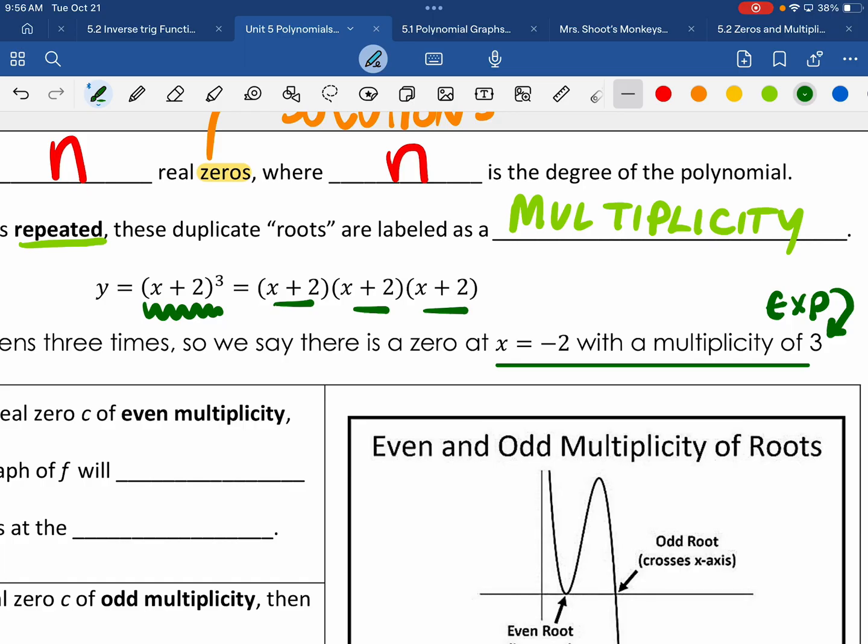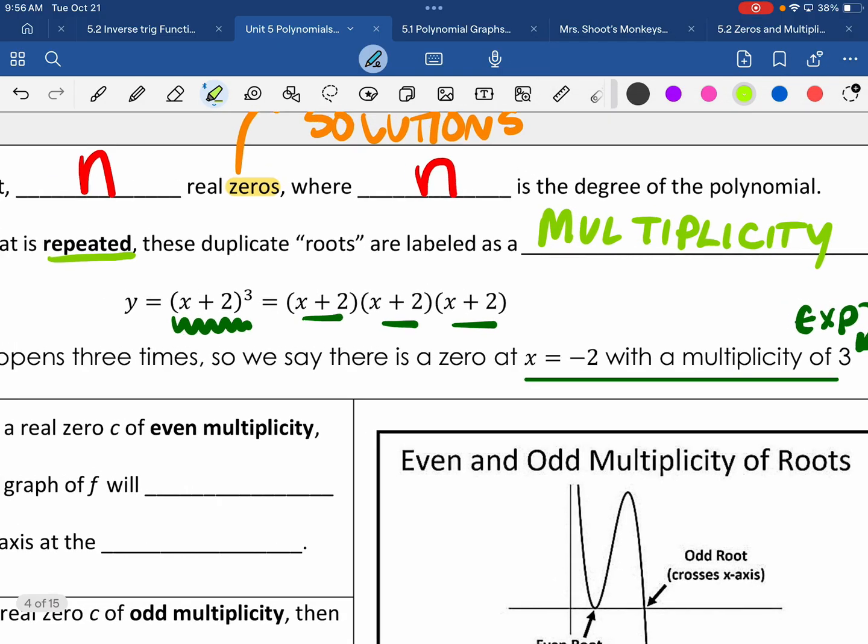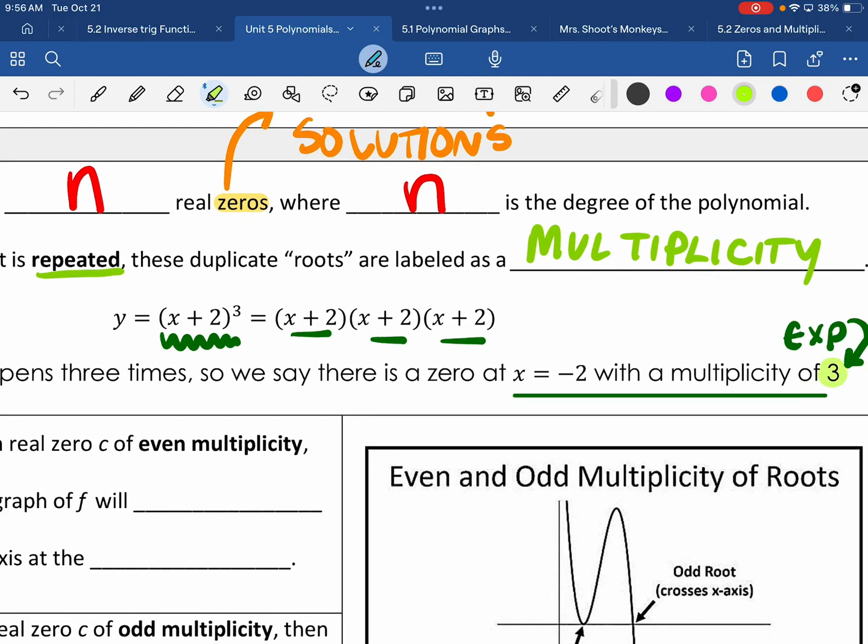All right, so the multiplicity is the exponent of the factor. Not what's with x, it's the exponent of the factor. So in my example that I got going on right here, this 3 is coming from that 3 right there. The exponent on the outside of the factor.